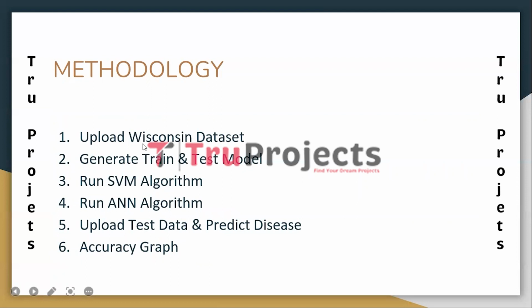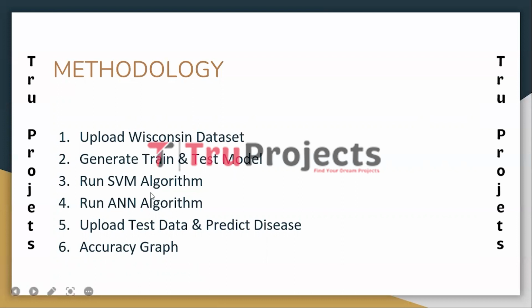The first module is upload the dataset. In this, we upload the breast cancer dataset which contains integer values representing the various features and a class label, 0 or 1, indicating whether the person is normal or infected with breast cancer. The second module is generate train and test model. Split the dataset into a training set and a test set. The training set will be used to train the SVM and ANN algorithms, while the test set will be used to evaluate the accuracy of the models.